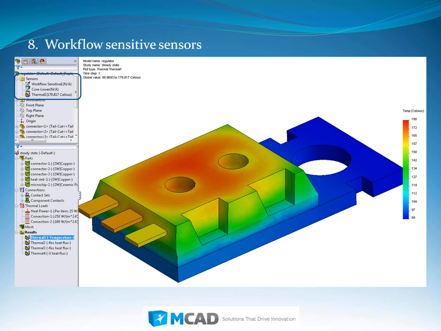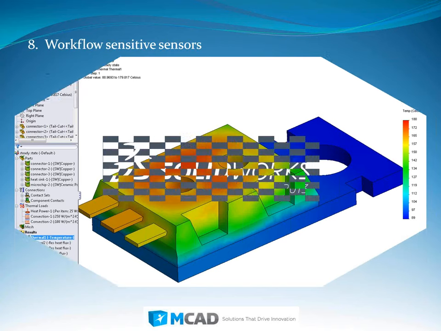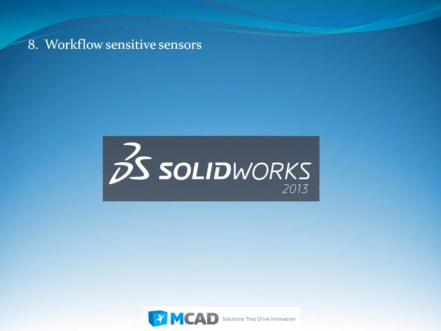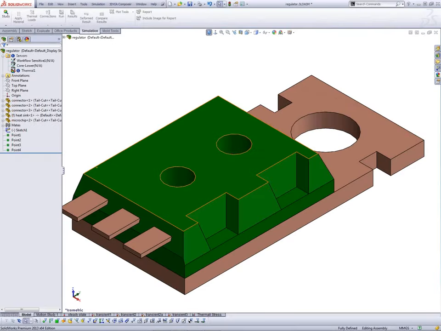You also see a couple above that that are called workflow sensitive sensors. This allows you to pick points within the model, and they can be buried within the solid itself where you're actually monitoring things. So what I wanted to do is switch over to the SolidWorks interface and show you how that might be done on that model.